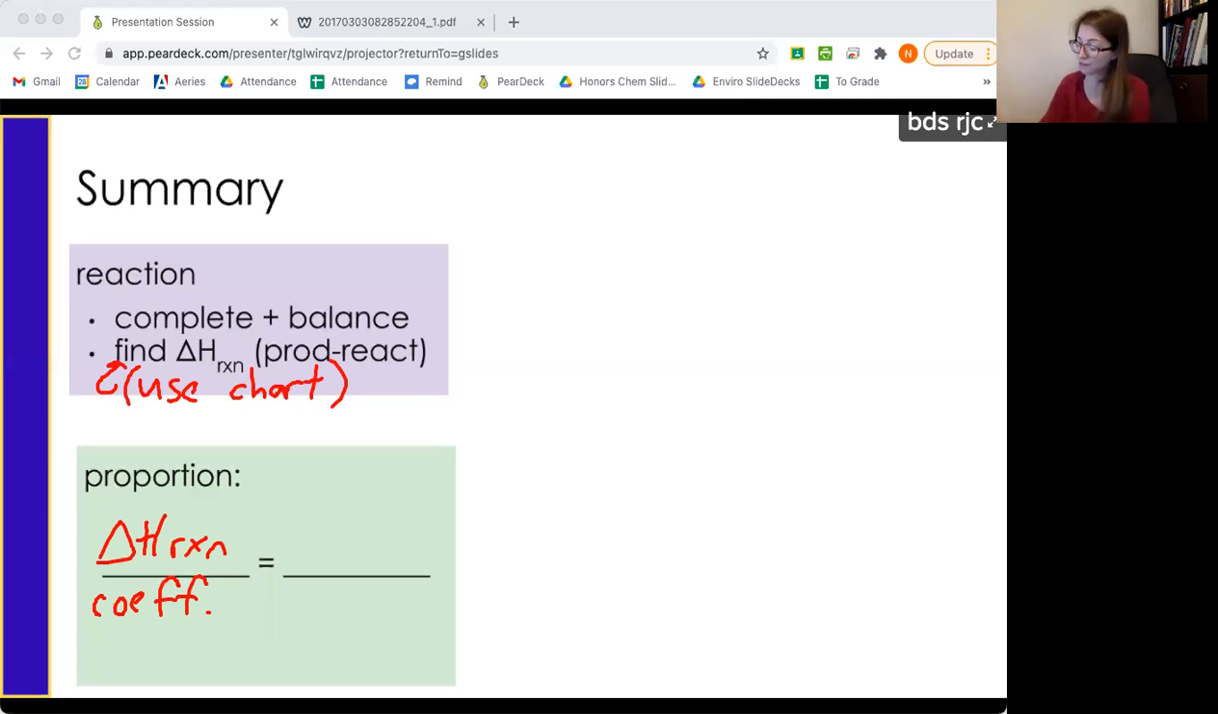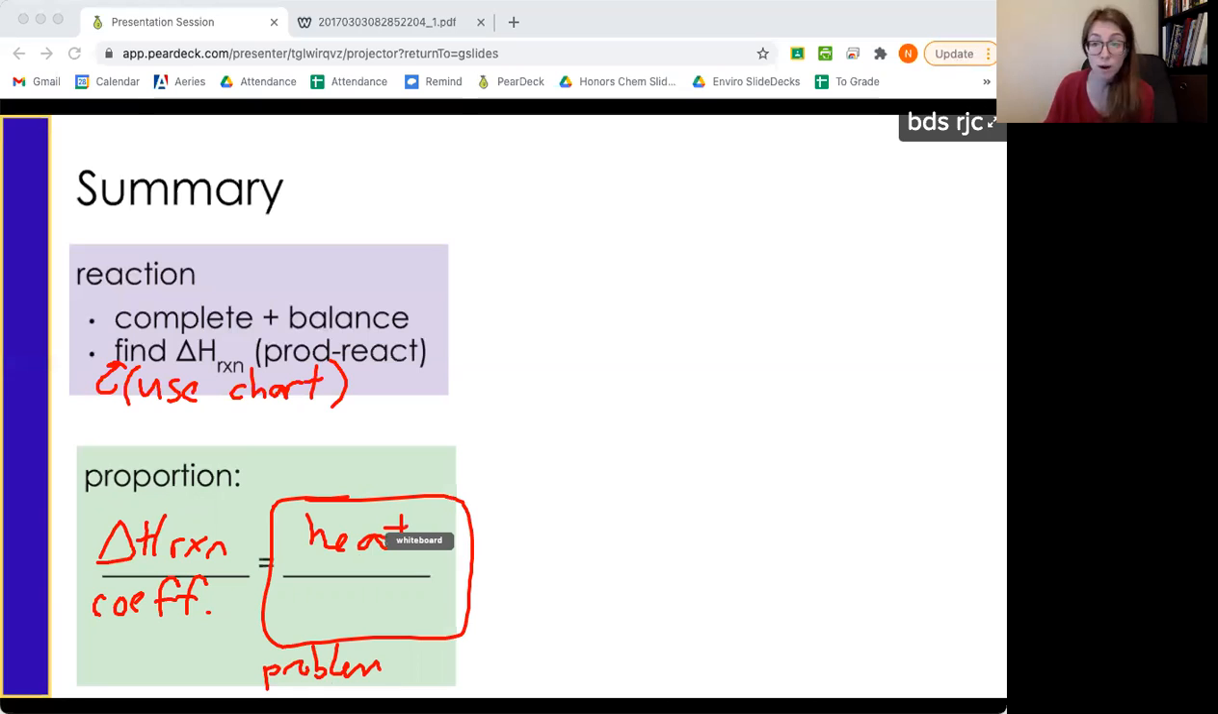But the other half of this proportion comes from the problem itself. It's going to be some other amount of heat. Maybe we're solving for it. Maybe we find it in a different part of this problem over some other amount of moles. Some problems have you find the heat and plug it into the proportion. Other problems have you find the moles and plug it into the proportion. But one of those things will have to do something before we're able to continue on with this proportion. Questions? Am I making sense?